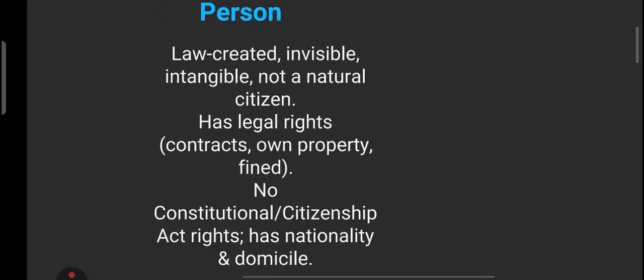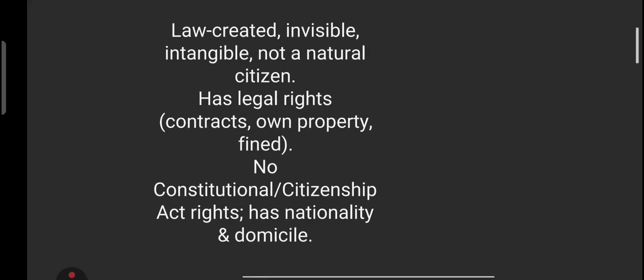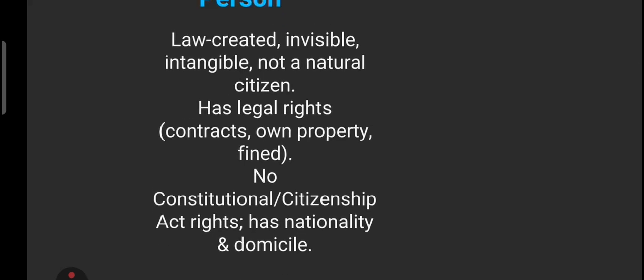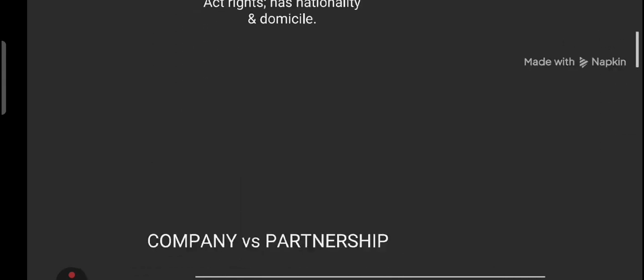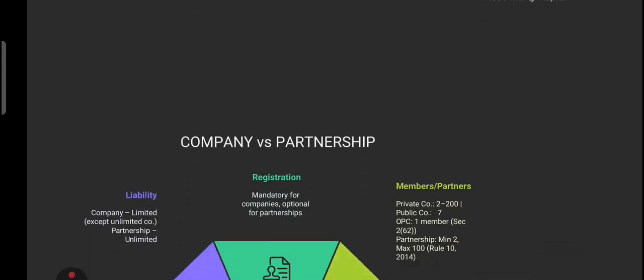Although it does not breathe or walk, it has legal rights just like a citizen. You can see it has legal rights: contract, property, constitutional, citizen rights. It has nationality and domicile. Now have a look at the difference between the company and partnership.